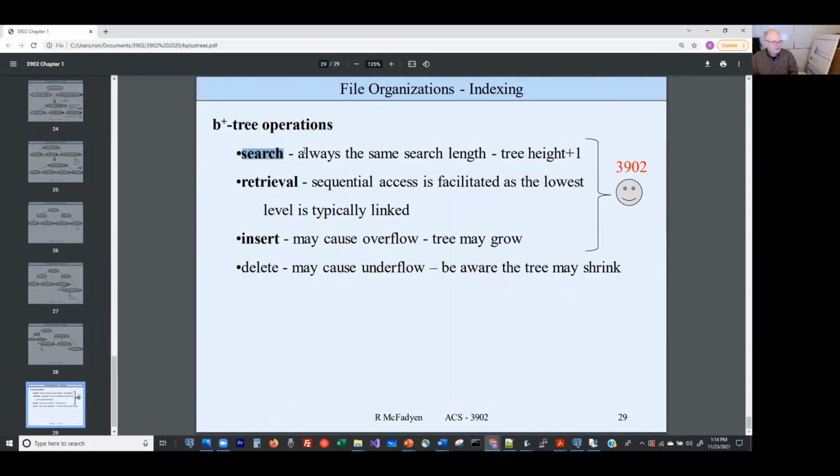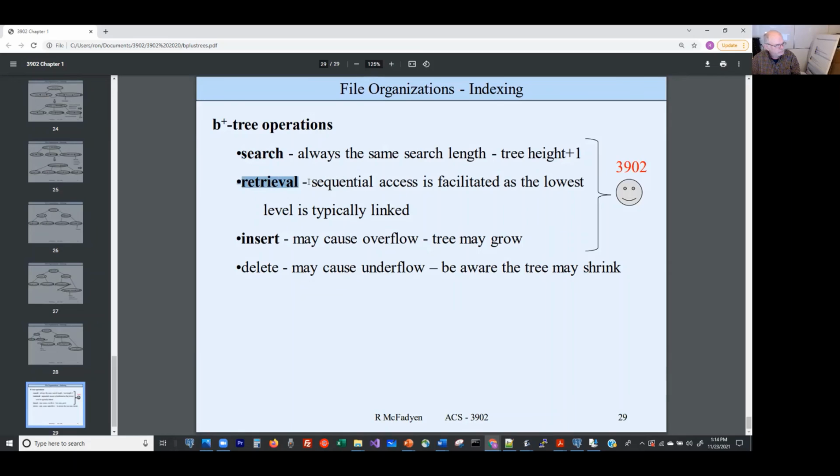Search, we say the search is always the same cost. You're starting at the root, being a balanced tree, reaching a leaf node is always the same cost, which is the height of the tree. We say the cost of finding a record is going to be the tree height plus 1, because we need to get to the data component in order to get to the record.